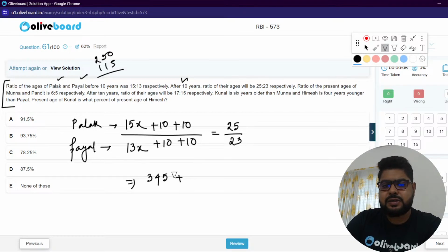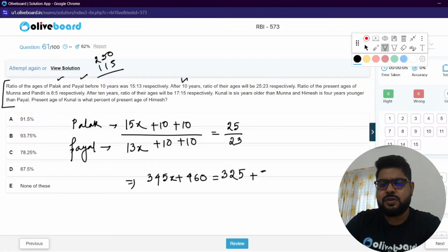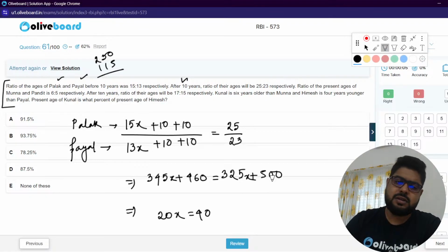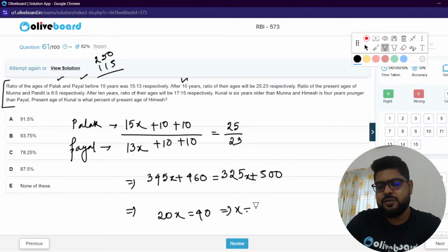Sir, plus, sorry, 345x plus this is 20, so this is 460. 25 into this is 325 plus 25 into this is 500, sir. So if you calculate this, 20x is equal to 40. Sorry, yes, x equal to 2.